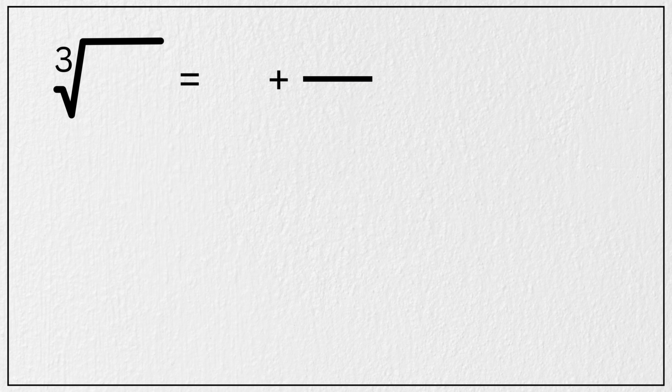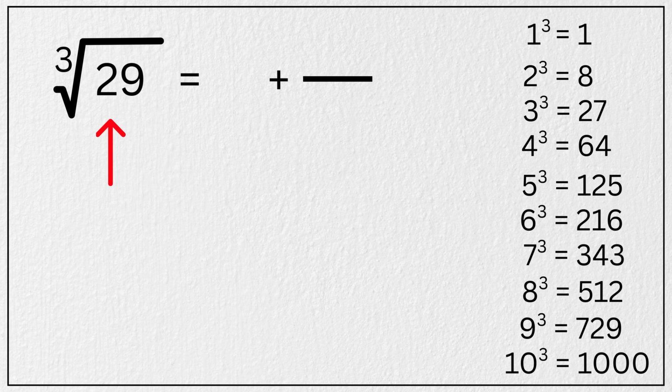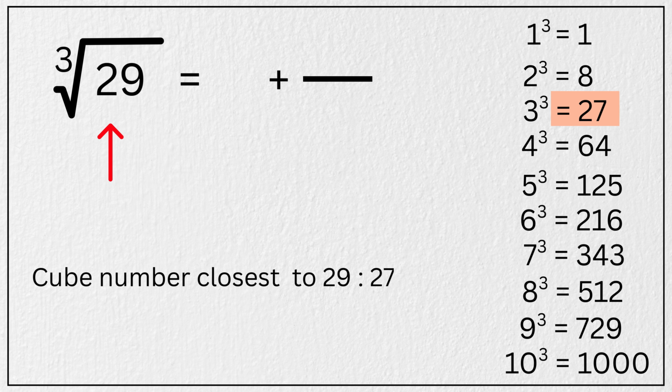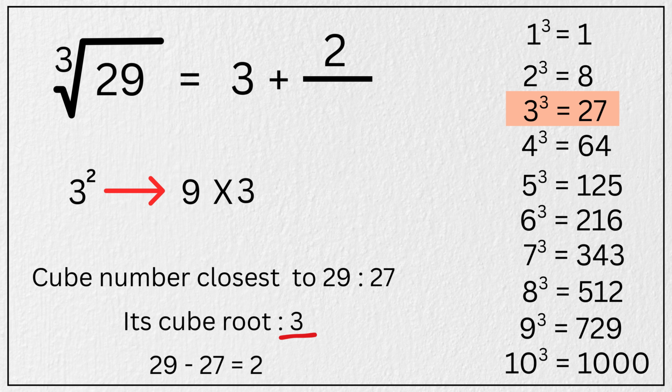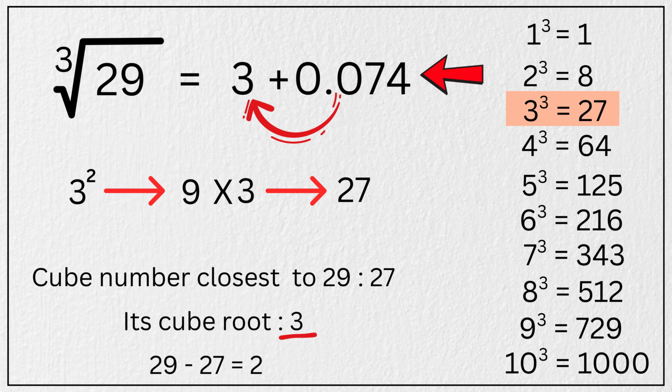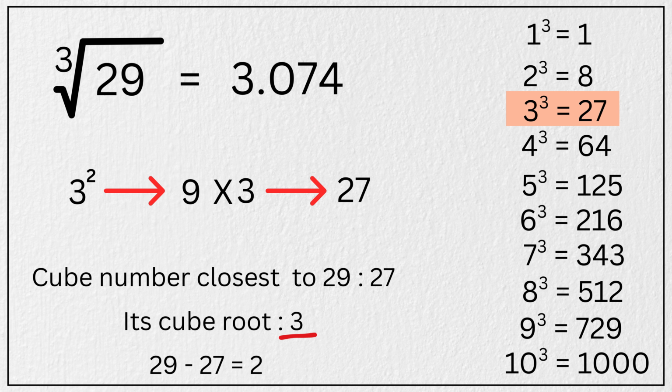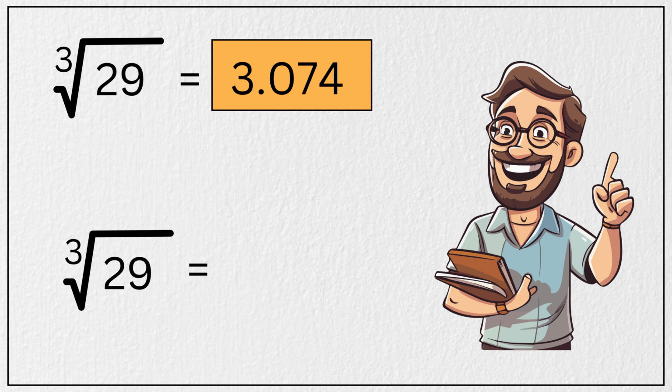Now let us try the cube root of 29. The perfect cube number that is just around 29 is 27, and its cube root is 3. Write it here. Now subtract 27 from 29 to get 2, and multiply the square of this 3, which is 9, by 3 to get 27, and write it here. 2 over 27 is 0.074. Now add that to 3, and you get 3.074. The actual cube root of 29 is about 3.0723.